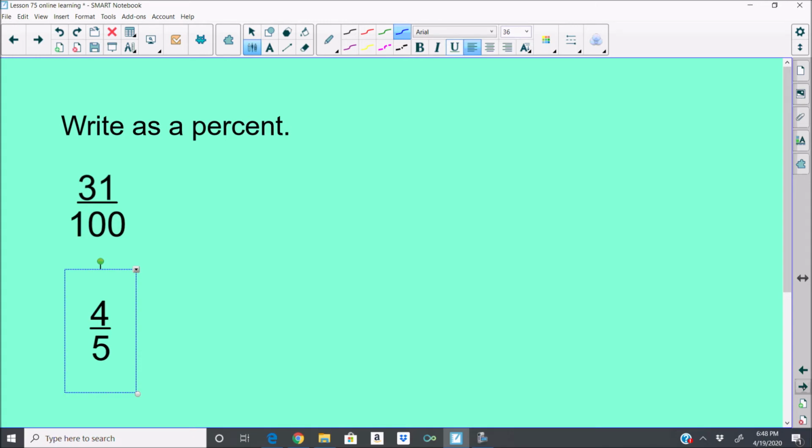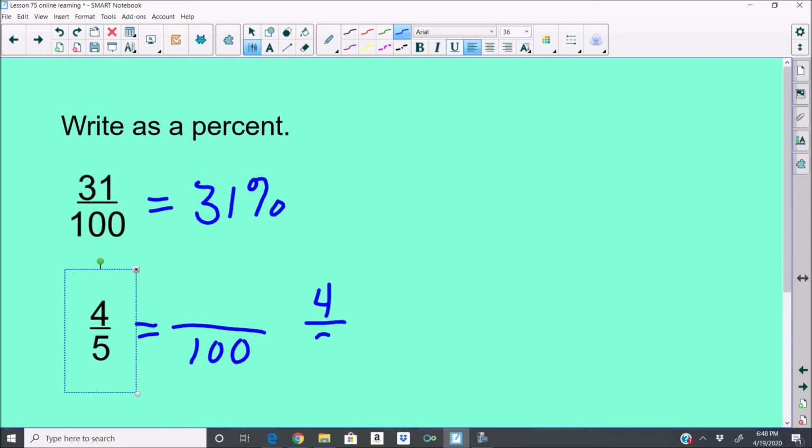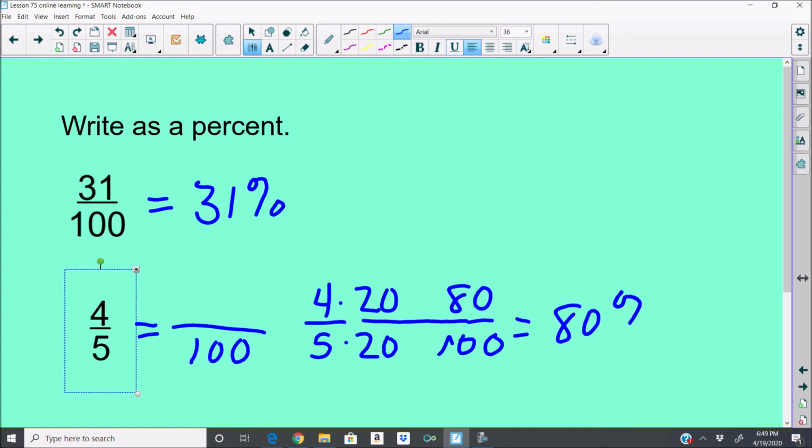All right, a couple more examples. Write as a percent. This one's easy enough. Remember, fraction over 100, we simply replace the denominator with a percent sign. 4/5, this one we need to get to a fraction over 100. So what am I going to multiply the top and the bottom by to get to 100? 5 times what would give me 100? 5 times 20. So I multiply the top by the same, 80. 80%. Okay.